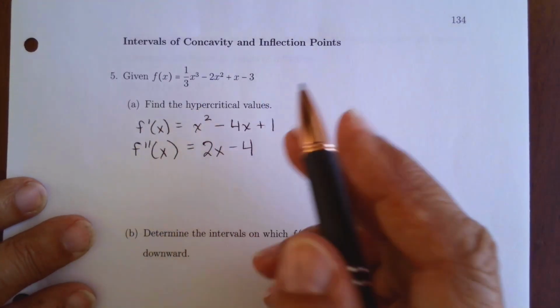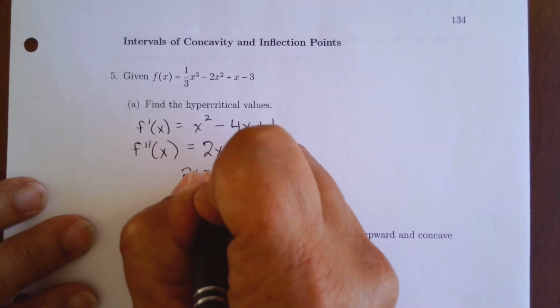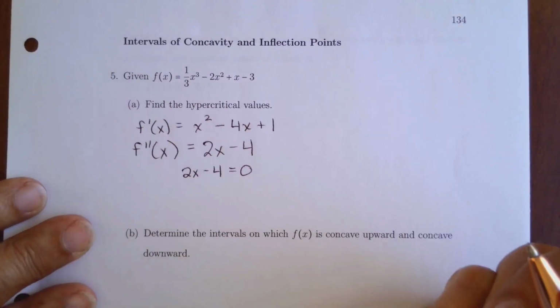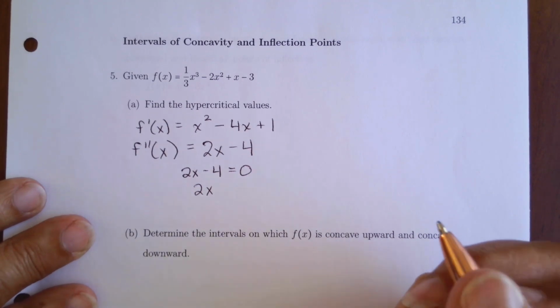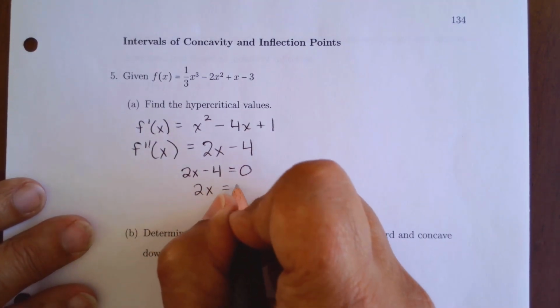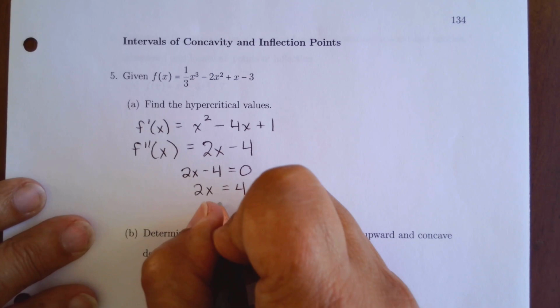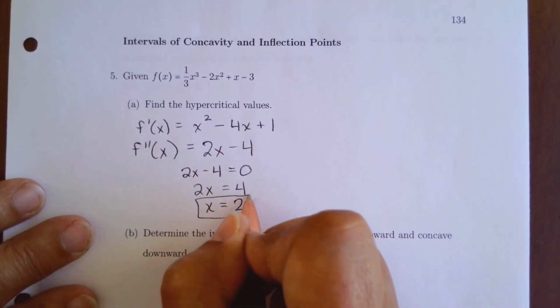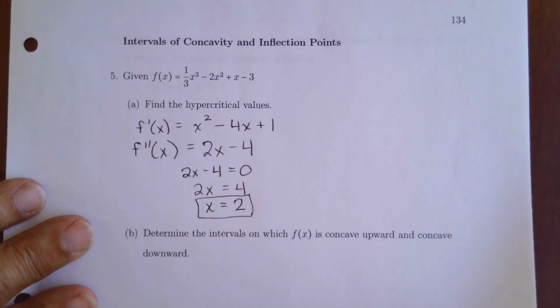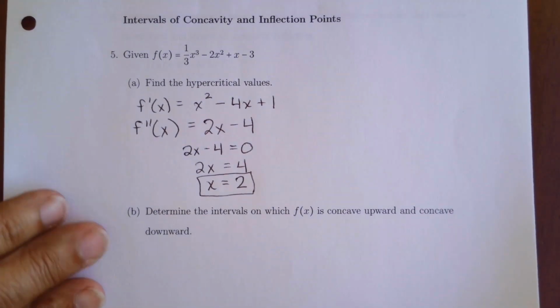So to find hypercritical values, you set the second derivative equal to 0 and solve. So we get 2x minus 4 equals 0. Add 4 to both sides, we get 2x equals 4. Divide both sides by 2, we get x equals 2. That is your hypercritical value. Sometimes you get more than 1, but in this one we just got 1.